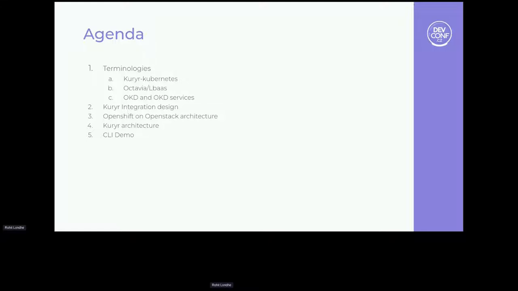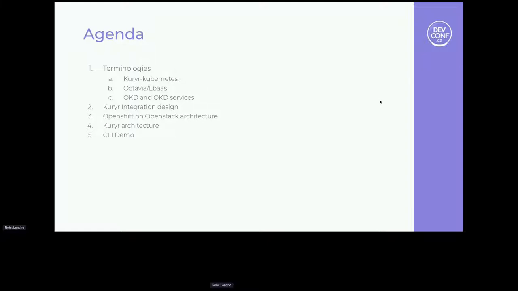So we'll be seeing terminologies like Kuryr Kubernetes, then Octavia or load balancing as a service in OpenStack specifically. Then we'll see what OKD and OKD services are. Then we'll see the Kuryr integration design part, how exactly the integration is made. Then we'll see the OpenShift on OpenStack architecture. Then comes the Kuryr architecture, and at the end we have a very interesting demo where we'll see how, using the OpenShift services, the load balancing is made, and how Octavia comes into the picture, managing all the load balancing part.